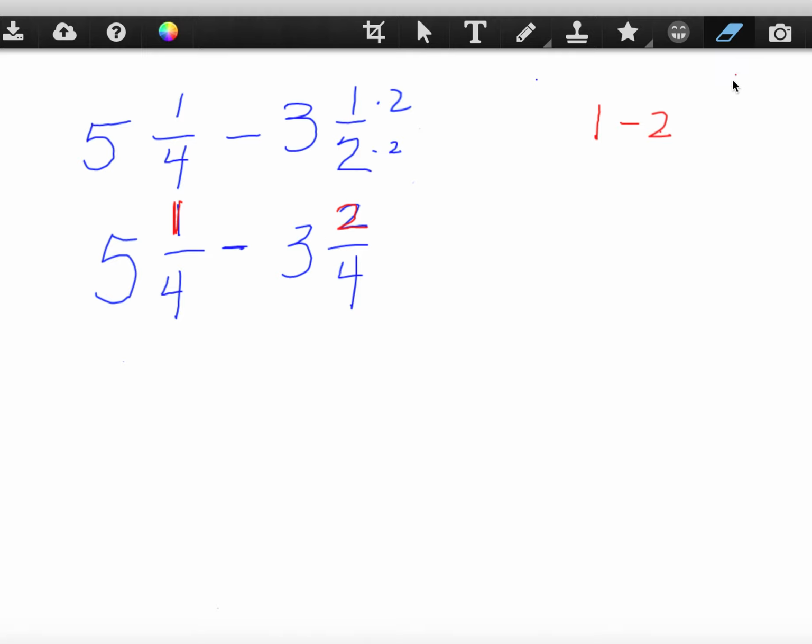Think about it like this. If you're doing a whole number, let's say we had 21, take away 2 from 21. The same thing is true. We can't take 2 away from 1. We have to borrow, right?